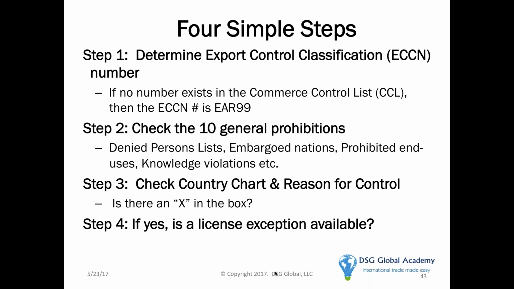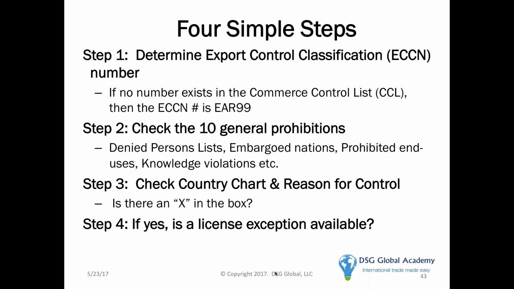Really, you need to ask yourself these 4 questions. Number 1, you need to find out the ECCN number for your export. Secondly, you need to check what's known as the general prohibitions. If your product falls under one of the general prohibitions, you cannot ship it even if it's something as basic as a wooden stool, right? You are not allowed to ship to certain people, certain companies, certain countries, and for certain prohibited end users, regardless of the product.